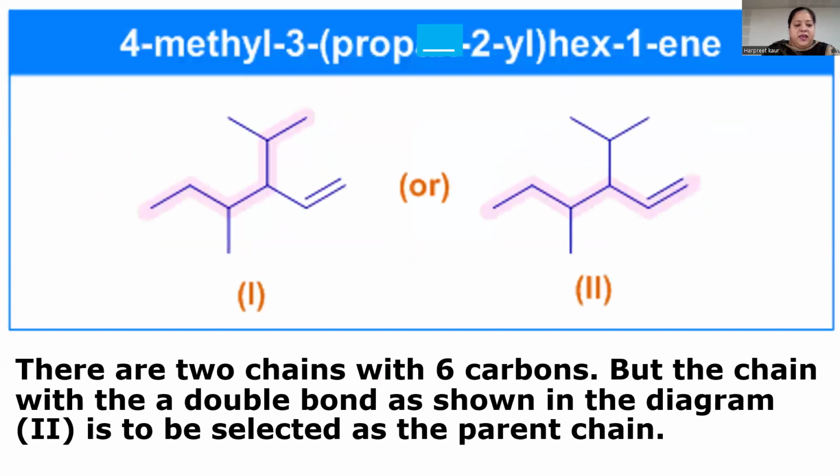Coming to the next example, here are the 2 chains with 6 carbon atoms each. But the chain with the double bond, as shown in the second diagram, is to be selected as the parent chain. In the first case, the chain is with 6 carbon atoms, but the double bond is outside the parent chain. In the second case, the chain of 6 carbon atoms has the double bond inside the parent chain. So the second is a correct selection. The first one is the wrong selection.